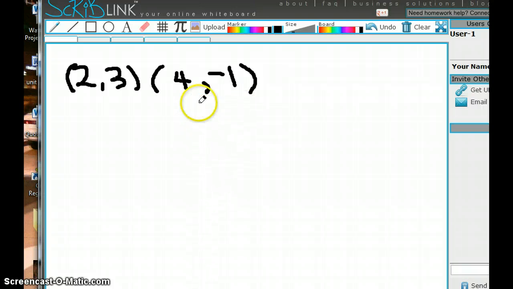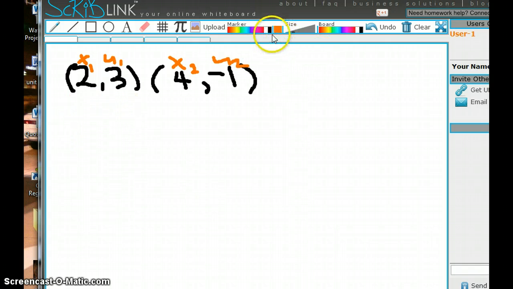The slope formula is y2 minus y1 over x2 minus x1. So let's go ahead and subtract it. Let me go ahead and label, say this is x1, this is y1, this is x2, this is y2. Okay, let's go ahead and subtract.